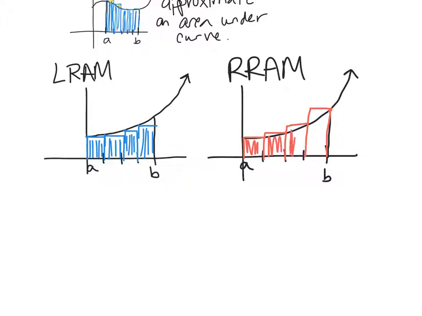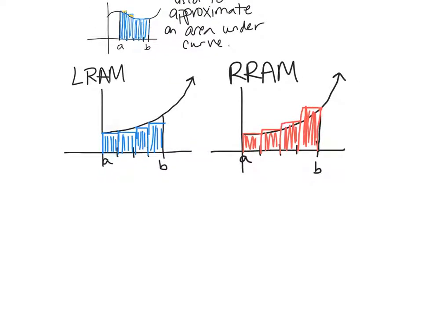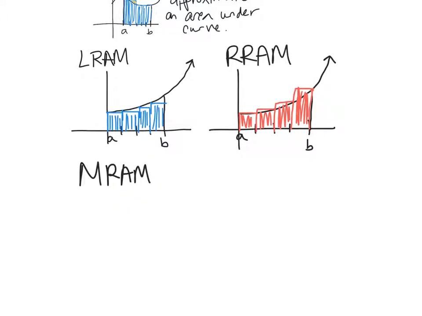Okay, and that one's okay to do. I'm going to show you how to do that by hand with a real problem in just a minute. And then we have one more. We have LRAM and RRAM, and the other one is MRAM. MRAM's a pain in the butt, I'll tell you that much. I mean, your calculator finds it really easily, but for you to have to do this by hand, it's kind of a pain. MRAM stands for midpoint.